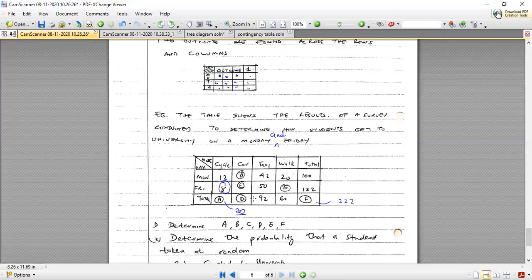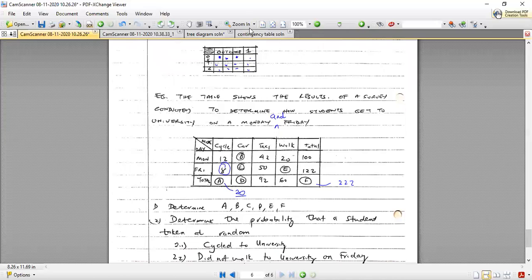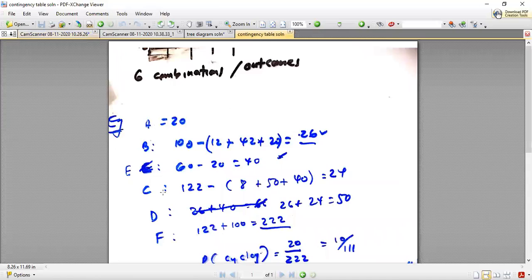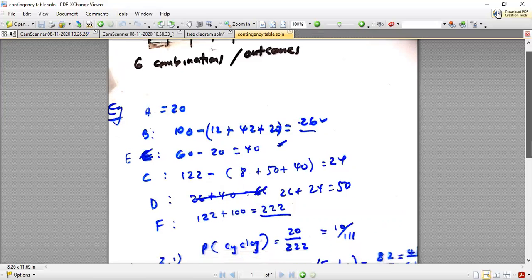So this is a survey that was done, and these are the results of that survey. So let's look at finding A, B, C, D, E, F. There's a value for A, B, E, C, D, and F. As we said, F is 222.